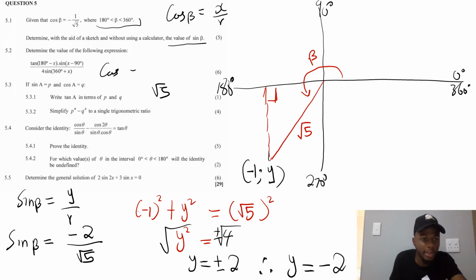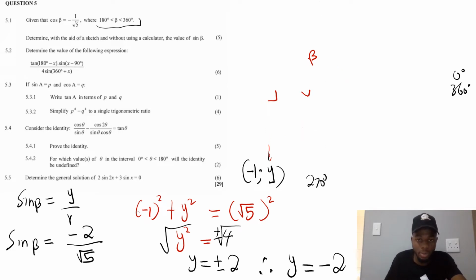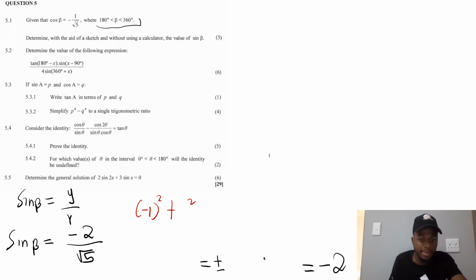The next question requires us to determine the value of the following expression. Here we need to simplify 5.2. Let's check what we are given: tan of 180 degrees minus x, multiplied by sine of x minus 90 degrees, all divided by 4 sine of 360 plus x.